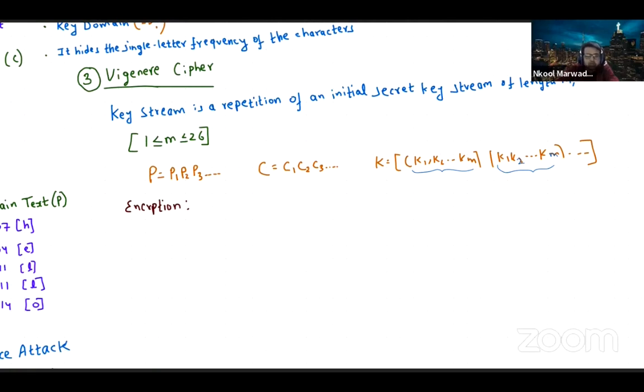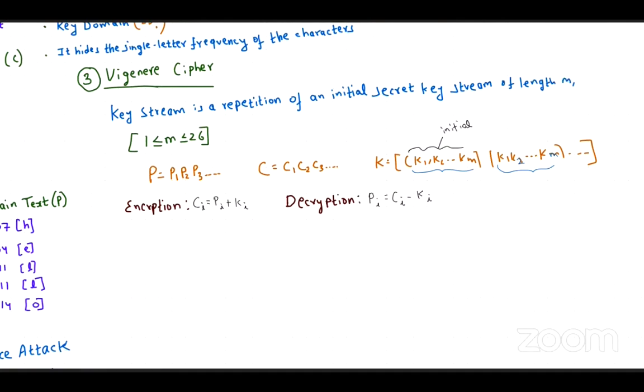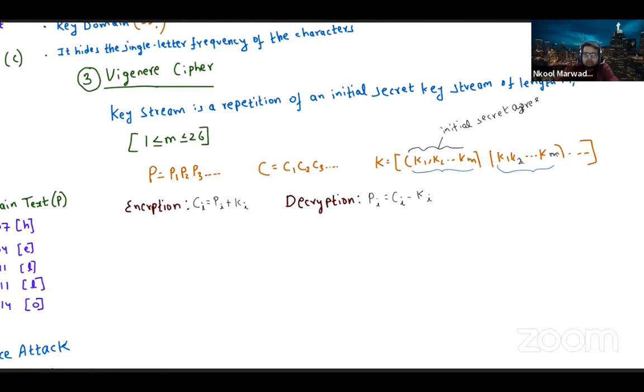Now the formula for encryption is Ci equal to Pi plus Ki, and for decryption we have Pi equal to Ci minus Ki. This is the formula. A very important point is that this K1, K2, up to Km is the initial secret key, a random secret key which is agreed by both the receiver and the sender. So the receiver or sender fixes it and sends it to the other. Initial secret key agreed by both receiver and sender.